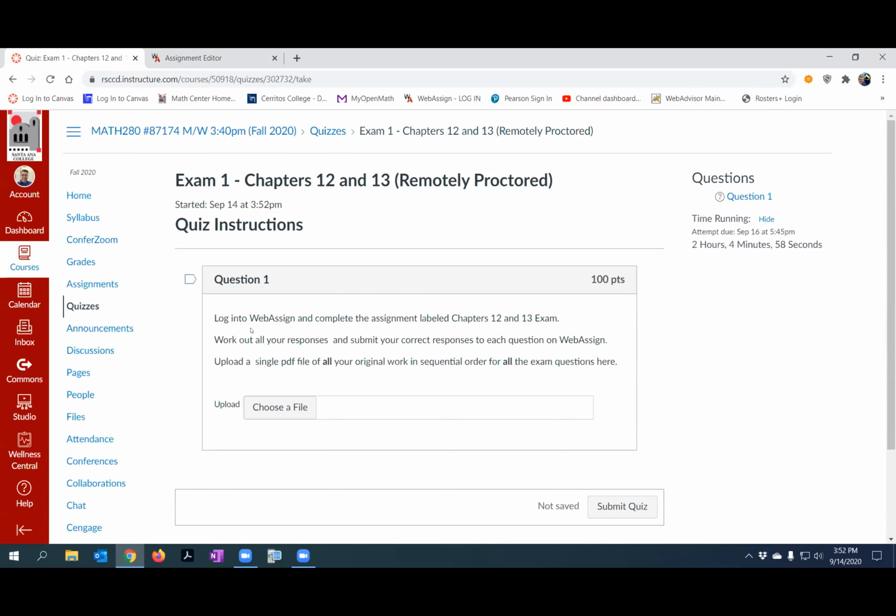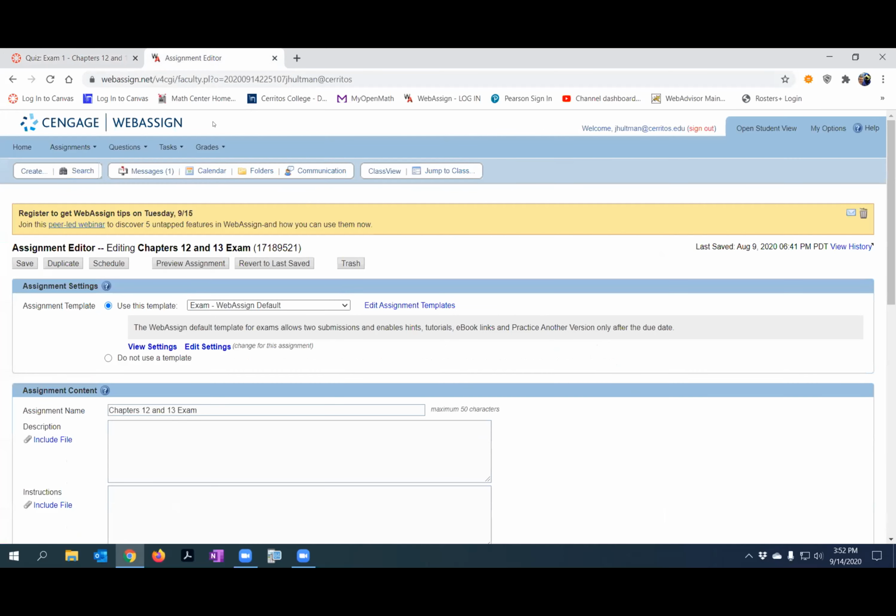It says, question 1. Log into WebAssign and complete the assignment labeled Chapter 12 and 13 exam. Work out all your responses and submit your correct responses to each question on WebAssign. Upload a single PDF file of all your original work in sequential order for all of the exam questions here. Okay, so half the points come from getting the correct answer, and half your points come from the work, not just the answer. What was your question?